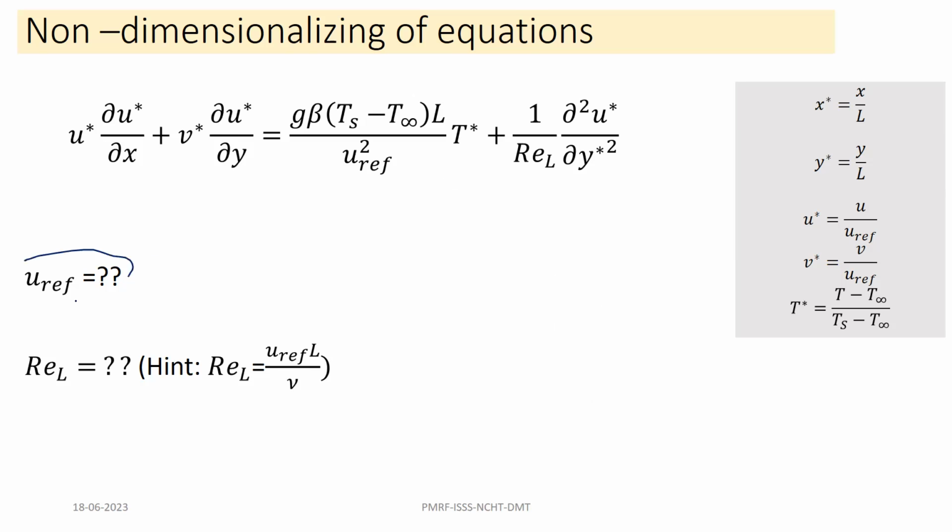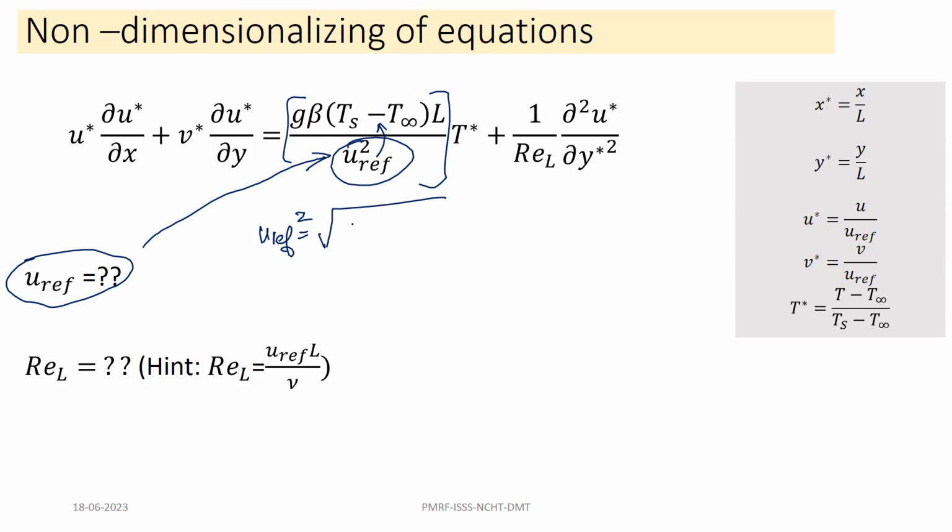so as I discussed before, U reference, which is actually this part, is from the non-dimensional part. U reference can be obtained from this, that this should have the same dimensions as the numerator. So U reference squared can be approximately written as g beta (Ts minus T infinity) into L.